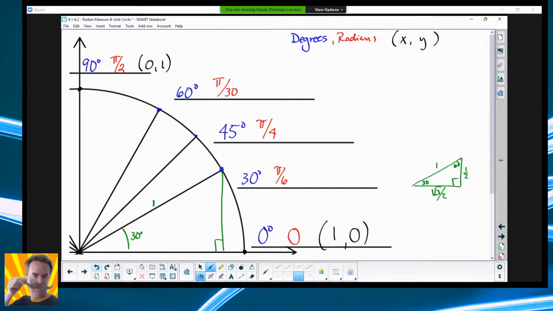So because of that, that makes my x value the long leg, and the y value is my short leg. Great.